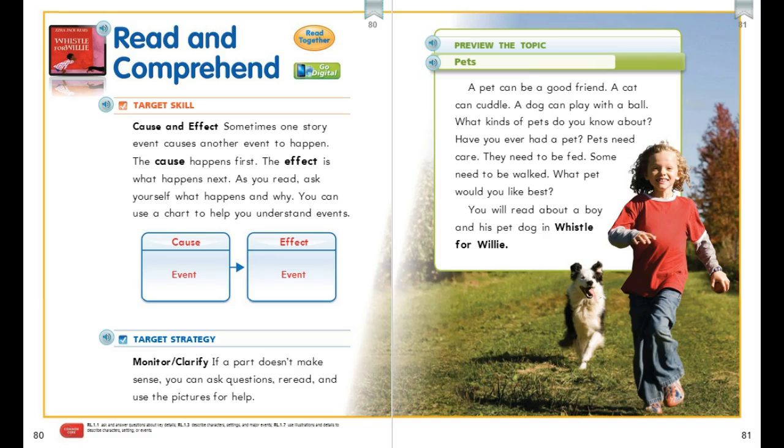Let's preview the topic. It's pets. A pet can be a good friend. A cat can cuddle. A dog can play with a ball. What kinds of pets do you know about? Have you ever had a pet? Pets need care. They need to be fed, and some need to be walked. What pet would you like best? You will read about a boy and his pet dog in Whistle for Willie.